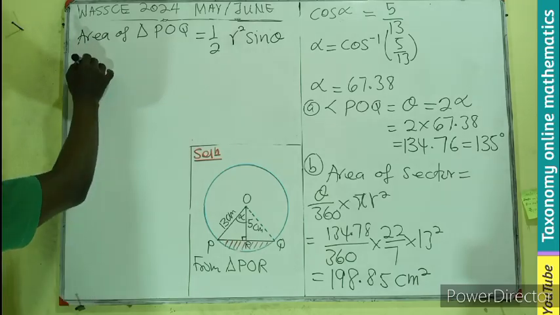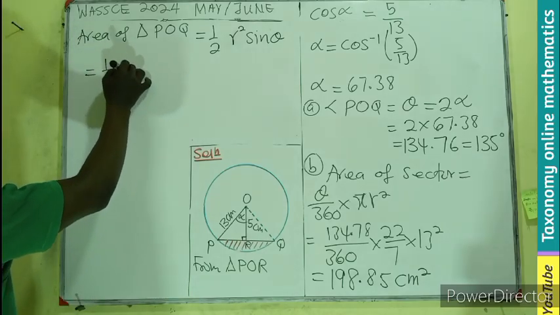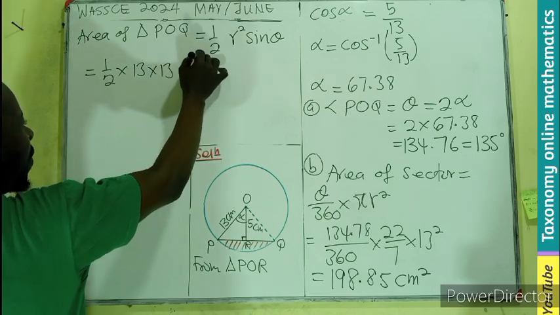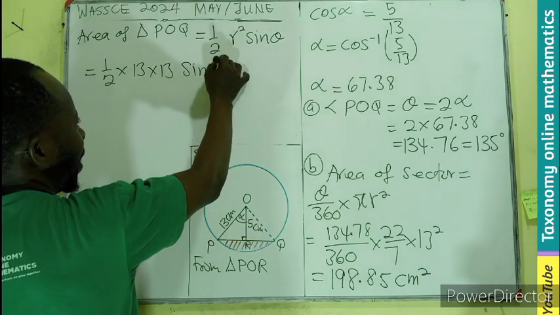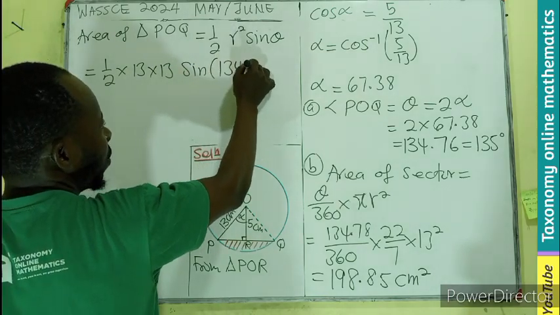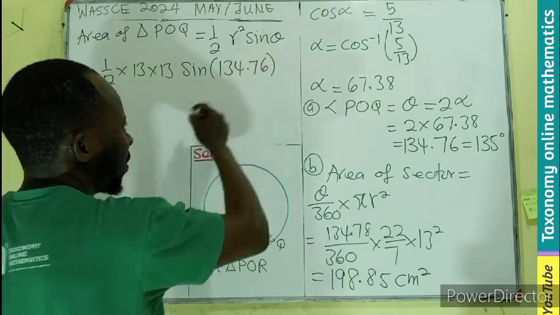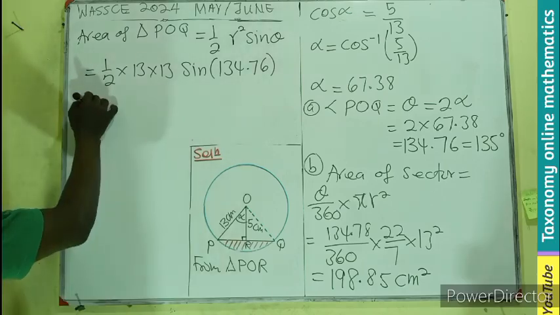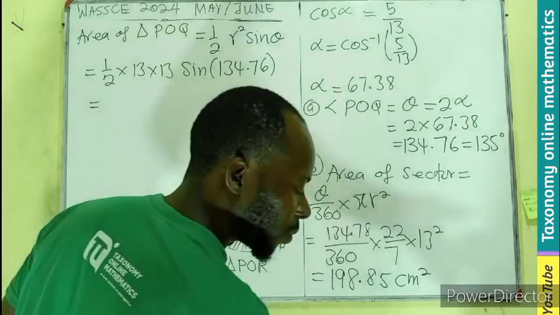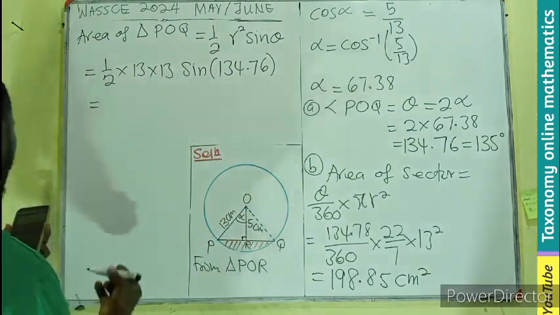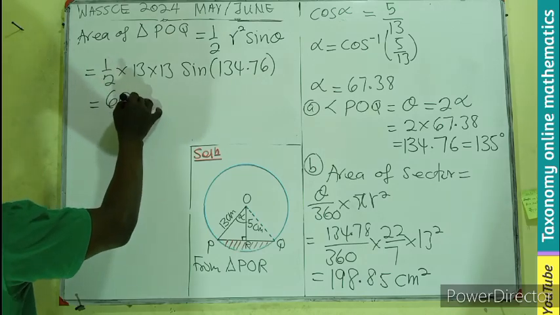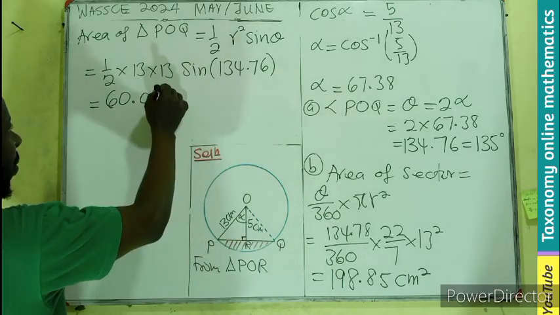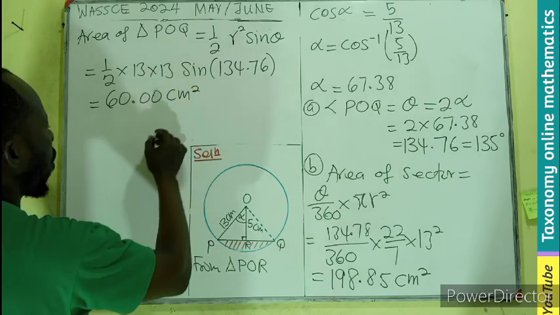Okay, let's follow with substitution. Half times 13 times 13, times the sine of the angle, I'll be using 134.76. I'll still use not the approximated one. So let's see what that will give us. That will be giving us 60.00, and the area is still centimeters squared.